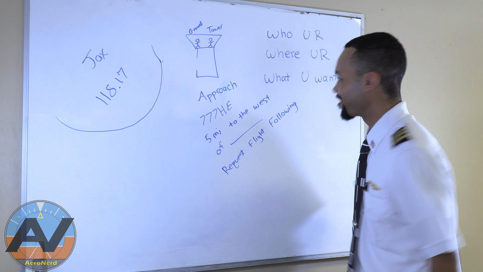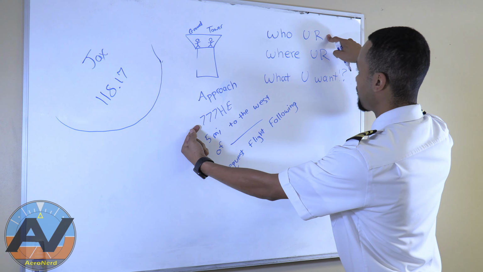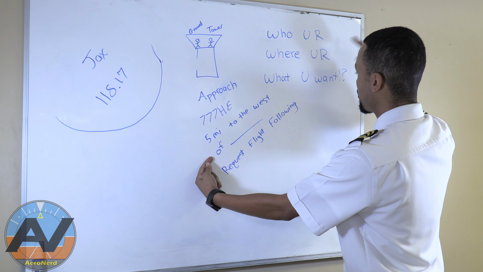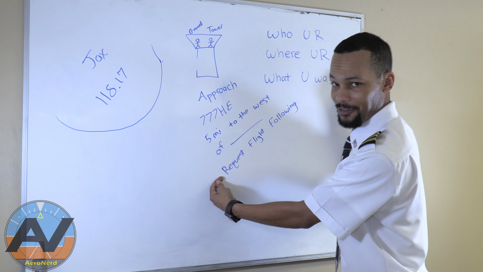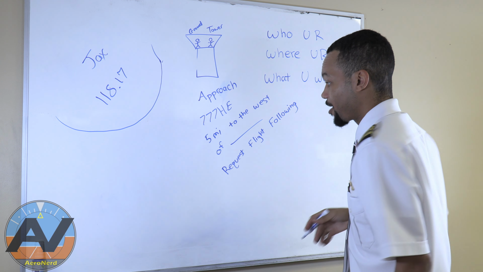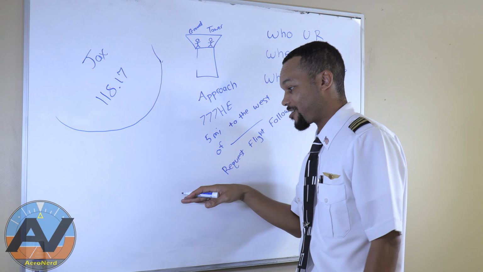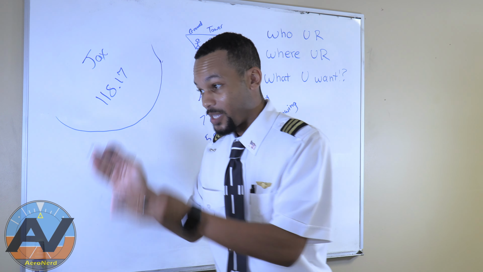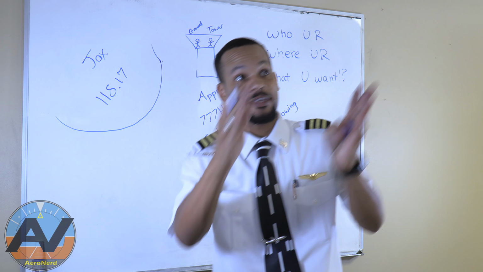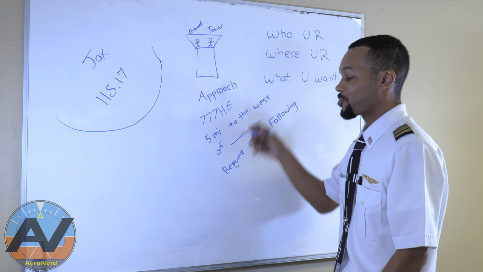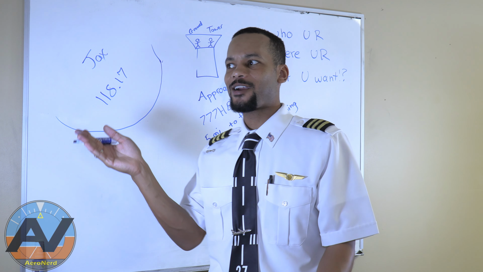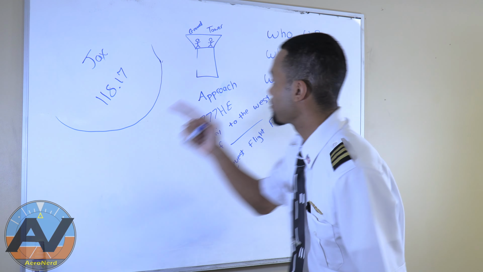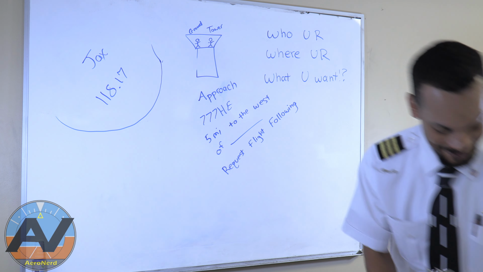So it does actually apply. Who you are, 7 Hotel Echo, where you are, 5 miles to the east of whatever airport you are, and then what you want, requesting flight following. Cool. All right, so we got our aircraft started up, we contacted ground, we taxied to the runway, we switched to the tower, we got up into the air, now we're contacting approach, we're flying through the air. Now how do we get back into our airport or fly to another airport? Does this still apply? Let's find out.